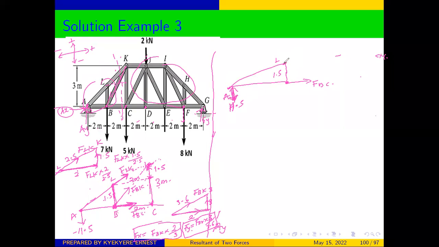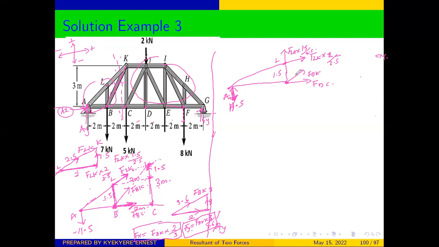And then force FLK has been resolved into components. We have the Y component here, and then we have the X component here, and those values are what are here. The X component is FLK times 2 over 2.5, and the Y component is FLK times 1.5 over 2.5. So from here, if we are taking moment at B, this is FBK.